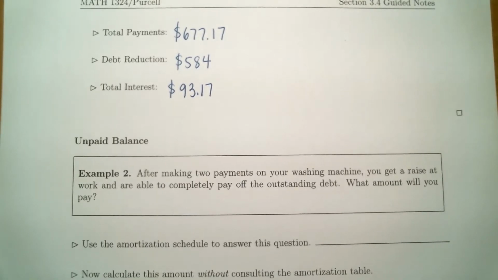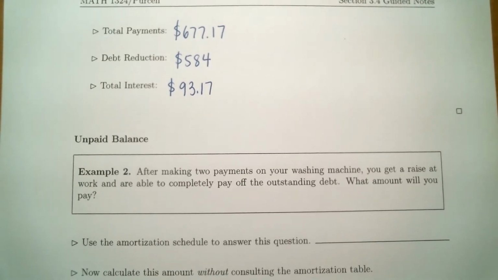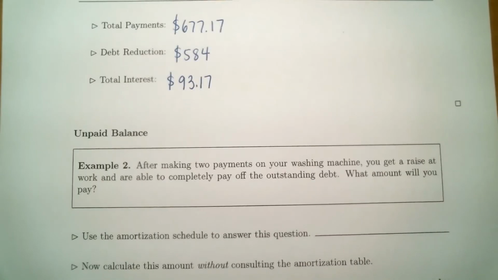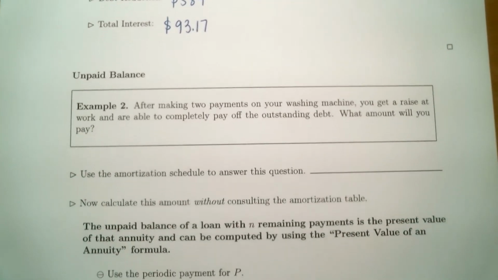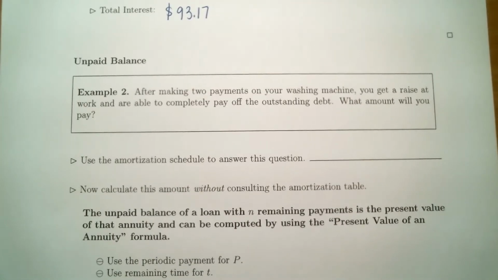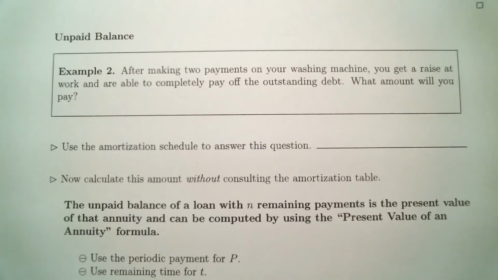All right, so now we're going to move on and talk about a concept called unpaid balance. We are going to refer back to the amortization schedule we just made after we read this problem. So here's an example of unpaid balance. Example 2 says, after making 2 payments on your washing machine, you get a raise at work and are able to completely pay off the outstanding debt. What amount will you pay?